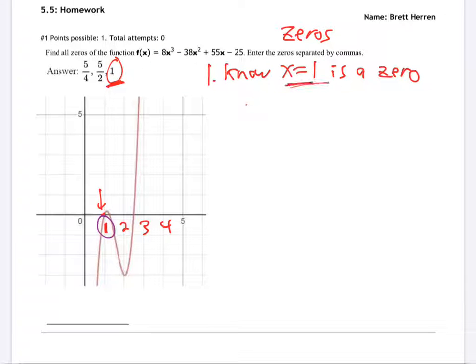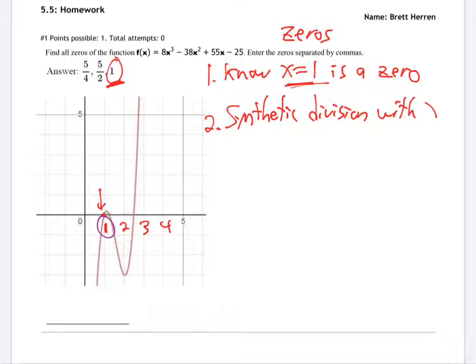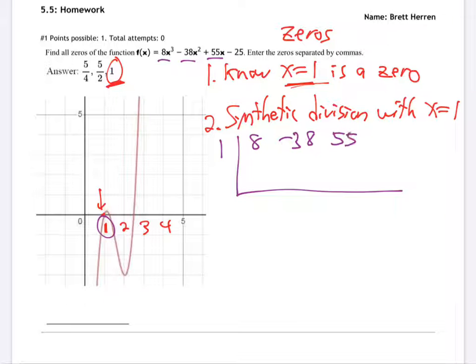So we've got the first one. Now do synthetic division with your first answer, with your x equals 1. So let's do it. Remember synthetic division? So you put a 1 here, and we put our thing, right? All right, and now we take the coefficients. So here's the 8, and the minus 38, and the 55, and the minus 25.